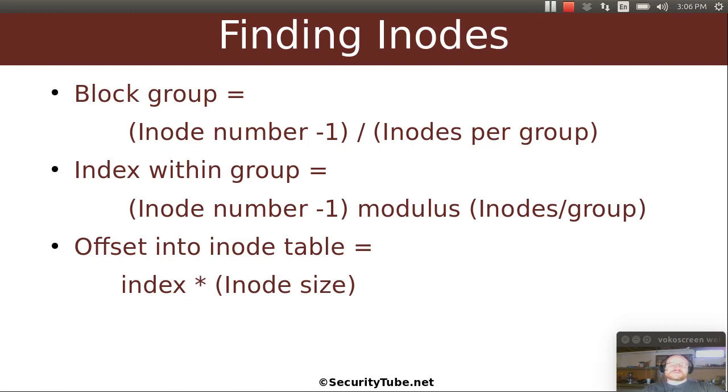So once you've figured out which group, then you need to know the index within that group in order to find the correct inode in the table. And that is just that same number, the inode number minus 1, modulus the inodes per group. So your offset into the inode table is then just that index times the inode size. Now, when I say the inode size, I mean its size on disk, not its actual size if there's some padding, as is the case with ext4.